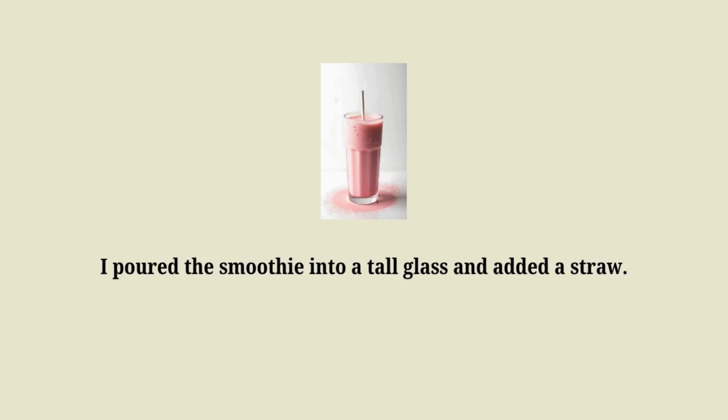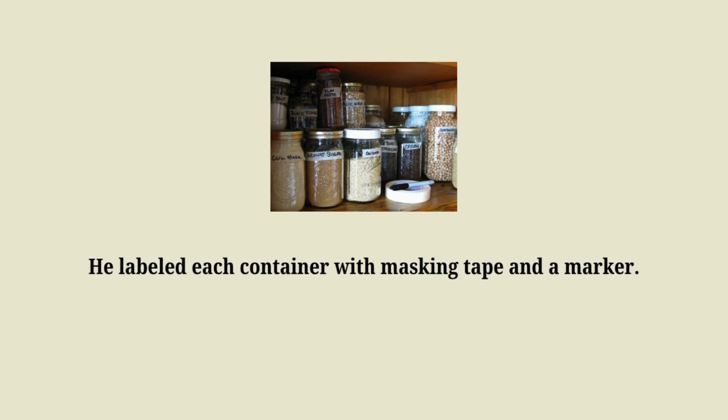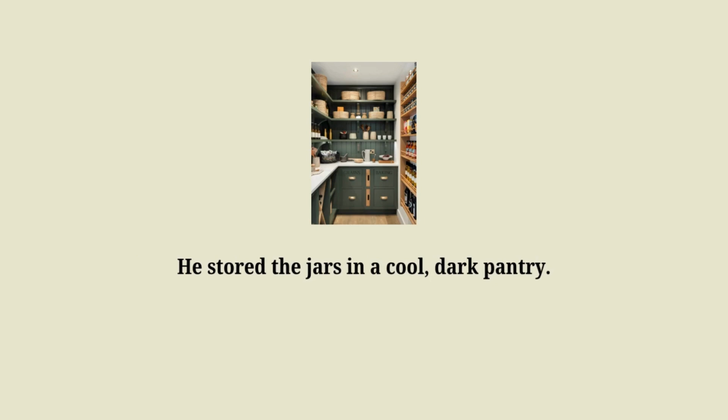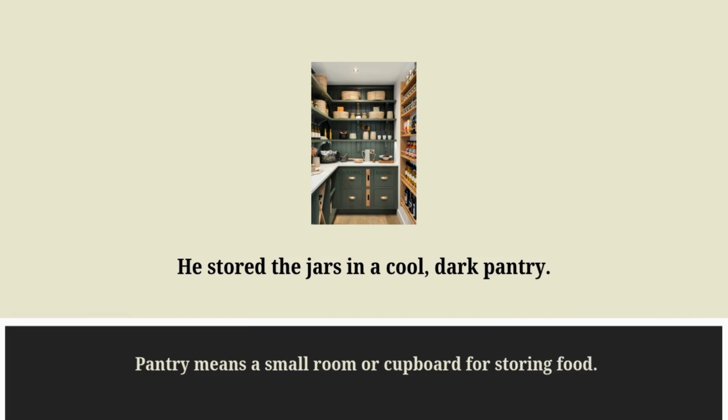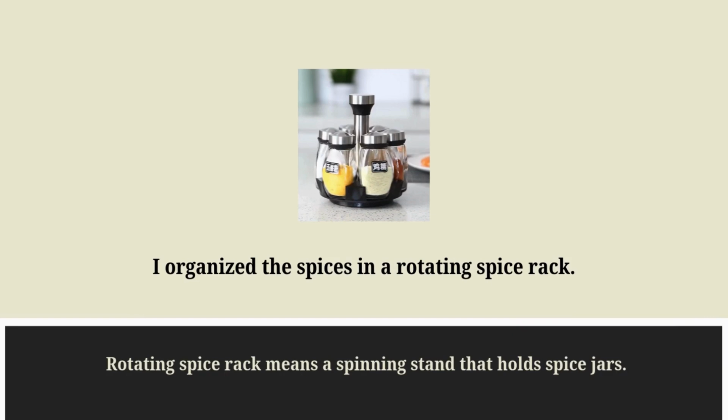I poured the smoothie into a tall glass and added a straw. She stored the herbs in the fridge using Ziploc bags. He labeled each container with masking tape and a marker. He stored the jars in a cool, dark pantry. Pantry means a small room or cupboard for storing food. I organized the spices in a rotating spice rack. Rotating spice rack means a spinning stand that holds spice jars.